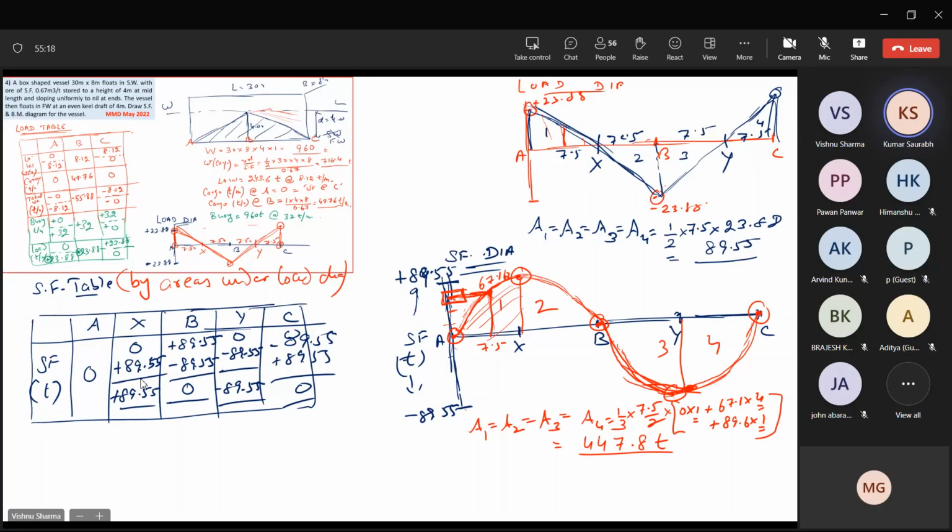Sir, sorry, sir. One more time, how did we calculate this ordinate's value, sir? If you have to calculate this area by Simpson's rule 1, how will you calculate with 3 ordinates? Tell me.